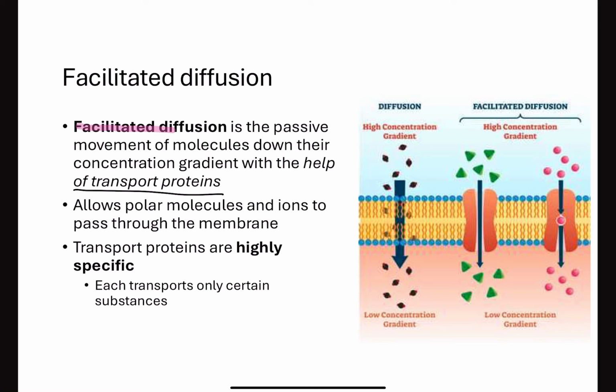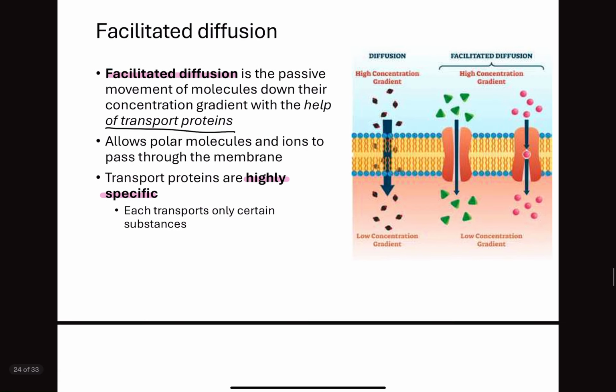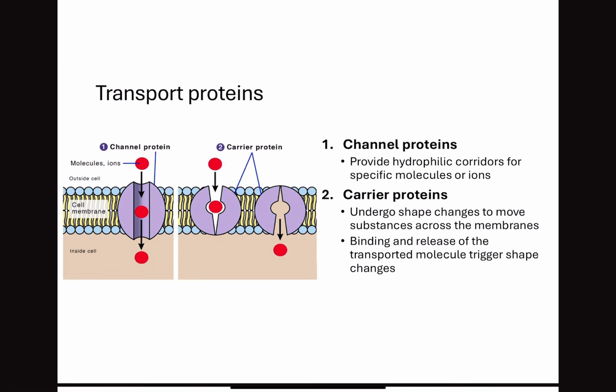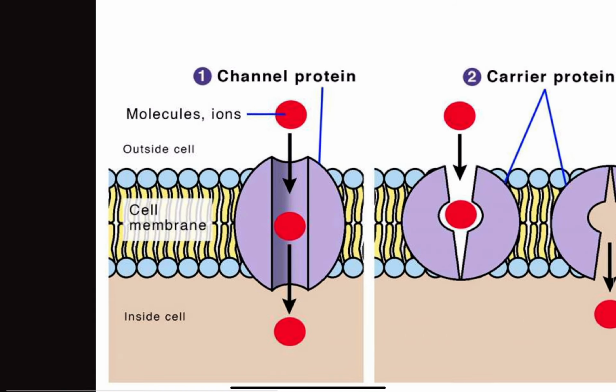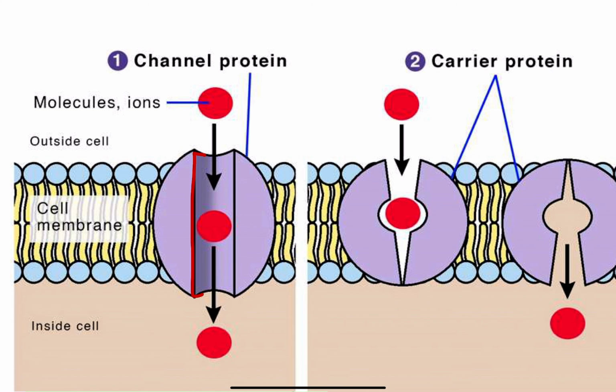is what we call facilitated diffusion. Most transport proteins are really specific and they're going to transport some substances but not others. And we have two types of transport proteins that we're going to talk about. They include channel proteins and carrier proteins. Channel proteins, which is what we see here, have these hydrophobic tunnels, these hydrophobic corridors that specific molecules can move through.